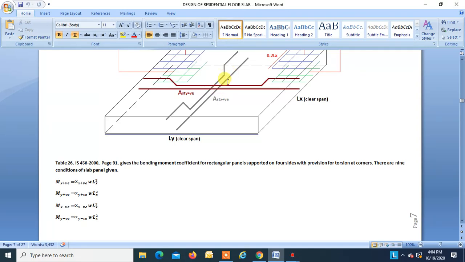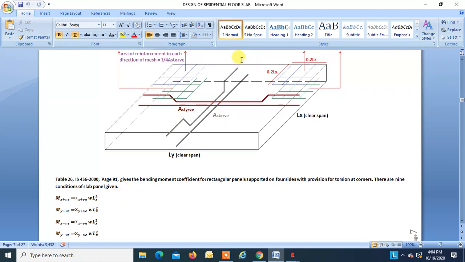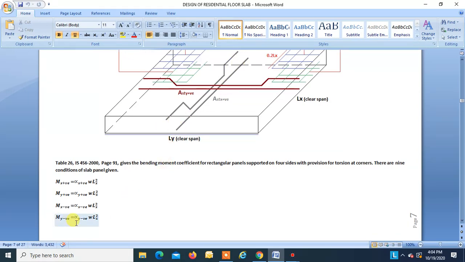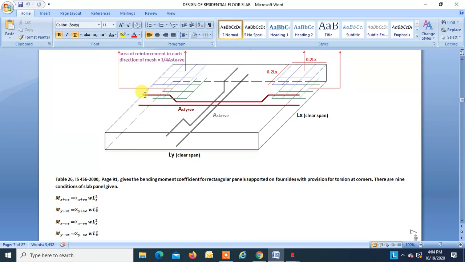Lx, and this positive moment is at the midspan. And this is My positive, that is moment about the longer span, and that is acting at the midspan over here. Mx negative is the moment at the supports about the shorter span. And My negative is the moment at the supports about the longer span.